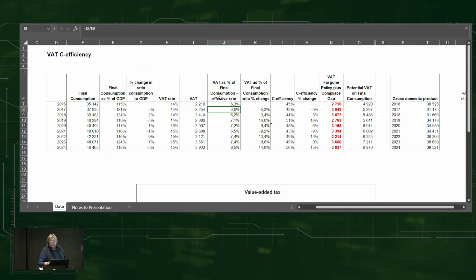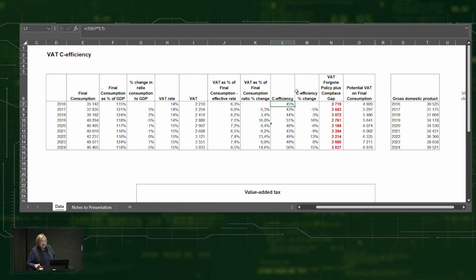This is what we just discussed, and then this is just the annual percentage change in that effective VAT rate. And this one is your C efficiency factor. Now, you can see that the C efficiency factor increased from 45% to 56%, and we know it's partly because of a policy change. Unless you've got more information on the impact of the policy change, you can't separate what has happened to the efficiency factor in your collections, because C efficiency includes the impact of both.